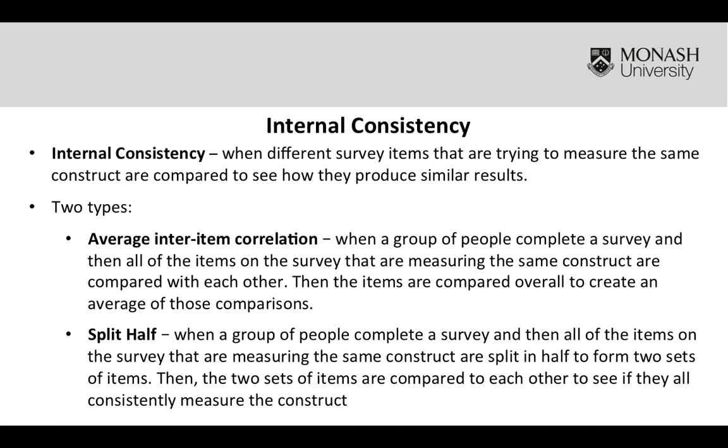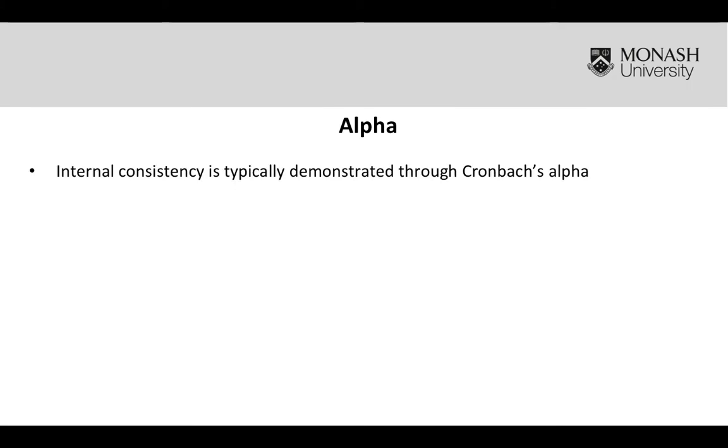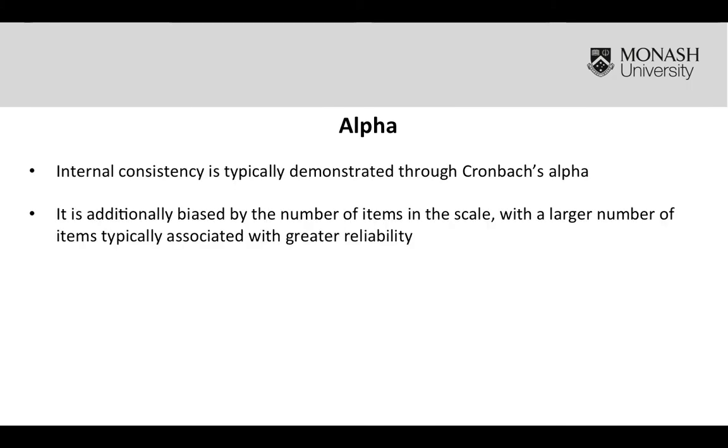And then you have split half, when a group of people complete a survey and then all the items on a survey that are measuring the same construct are split in half to form two sets of items. So you have the first half and the second half, or you have odd numbers and even numbers. And then the two sets of items are compared to each other to see if they all consistently measure the same construct. So in terms of internal consistency, alpha is the most reported statistic within the literature. However, it is biased by the number of items in a scale, with a larger number of items typically associated with greater reliability.